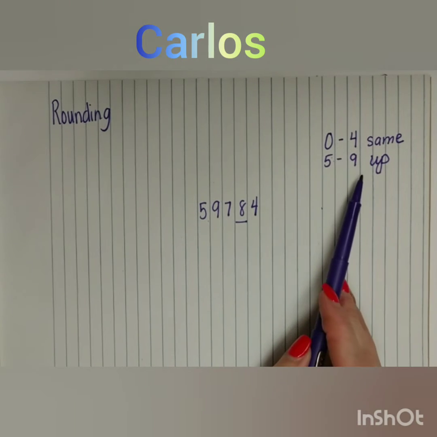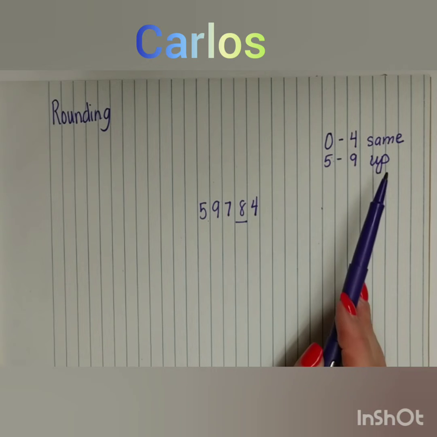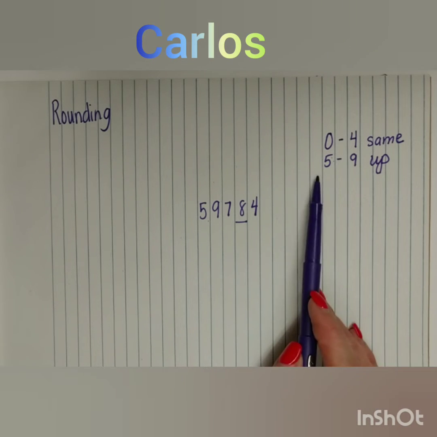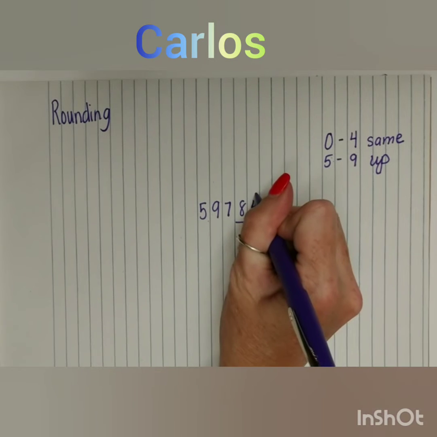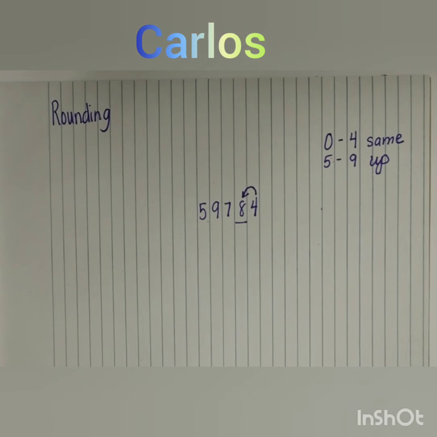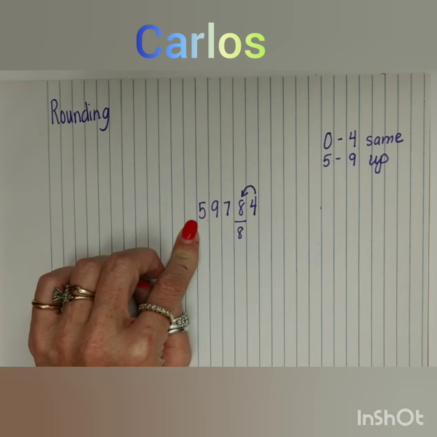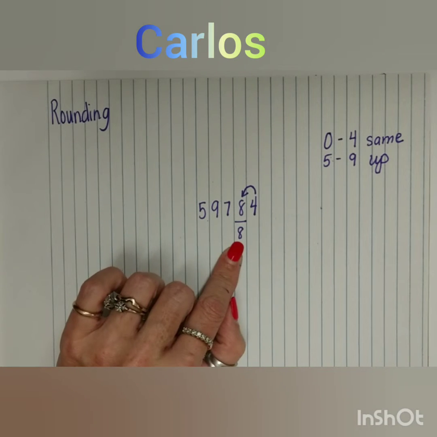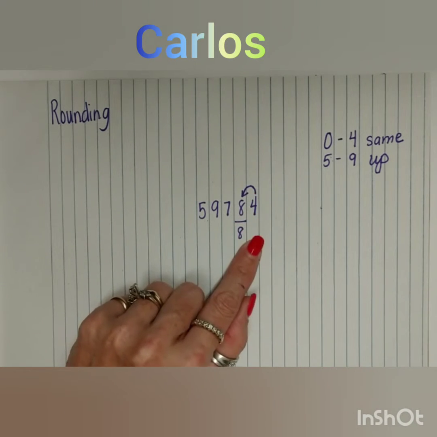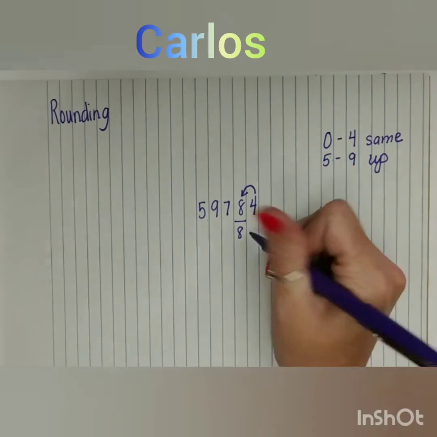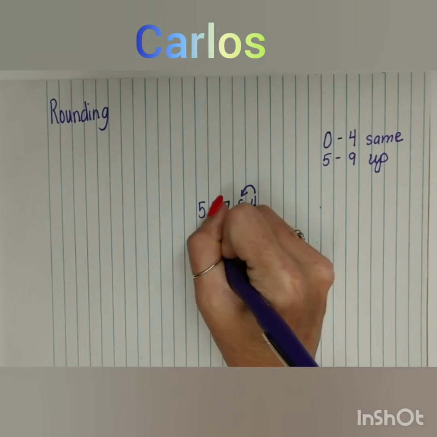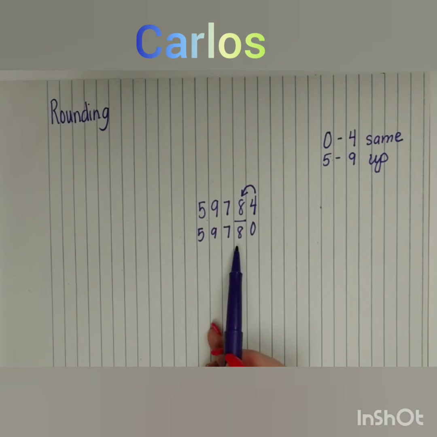Very good. So if your neighbor next door is under 5, you stay the same. If your neighbor next door is 5 or higher, then you go up, okay? What's the neighbor saying? Is it saying same or up? It says same. So I'm going to do that. Now, all the neighbors to the left are going to stay the same, because we're only rounding this one place. And then the underlined number turns to a 0, and all the neighbors to the right become zeros. So 59,784, if rounded to the tens place, would be 59,780.